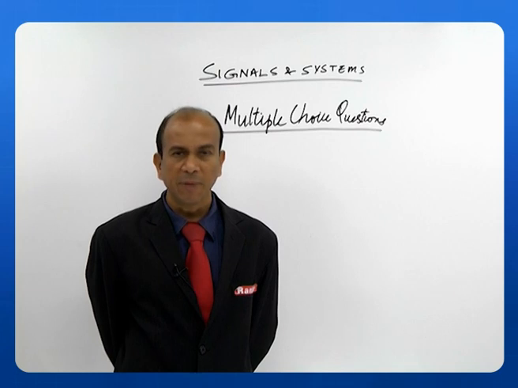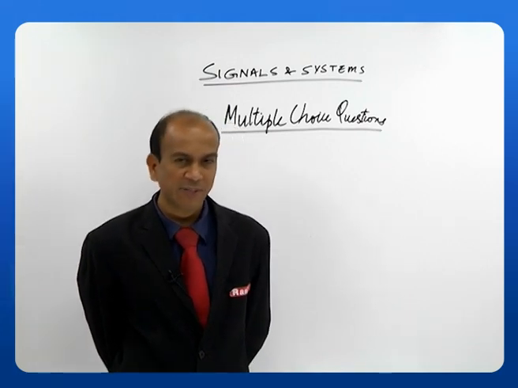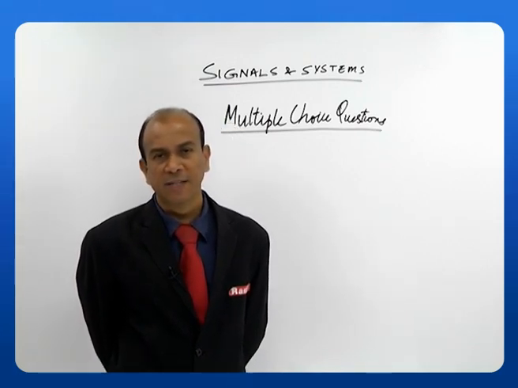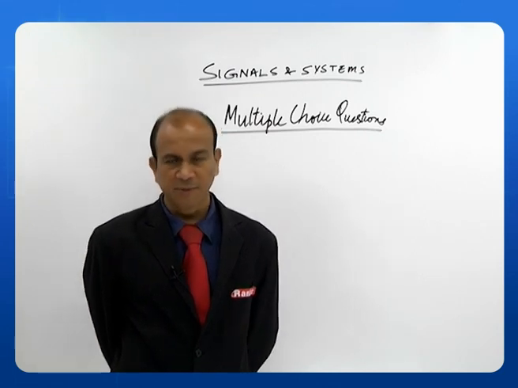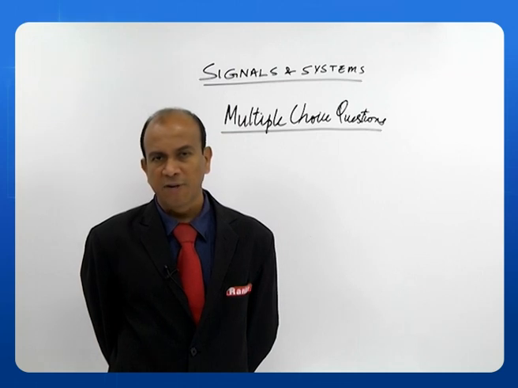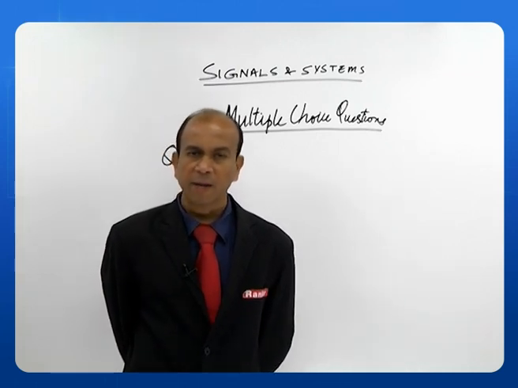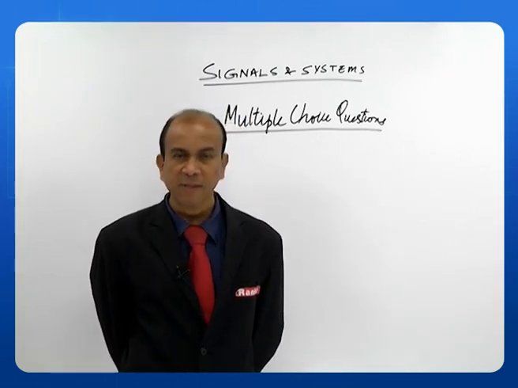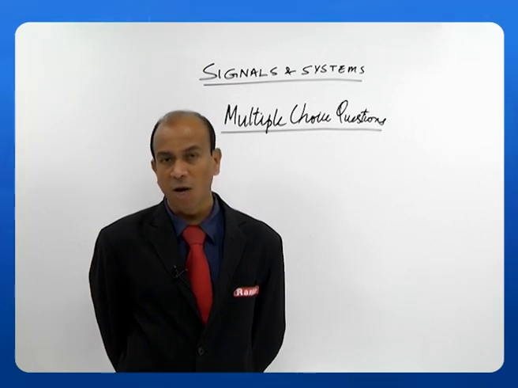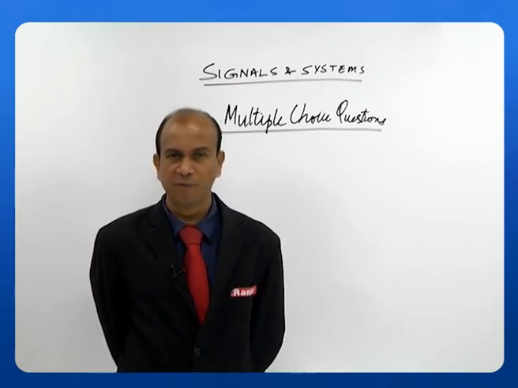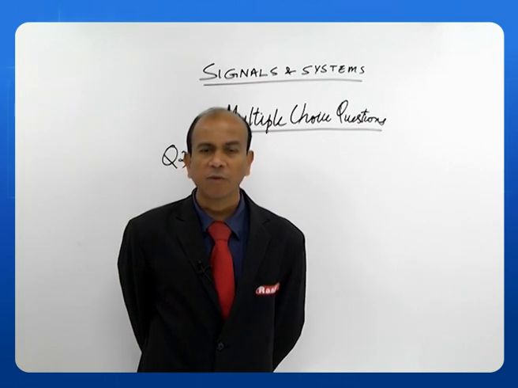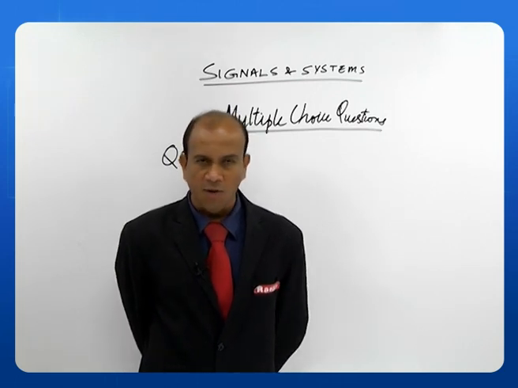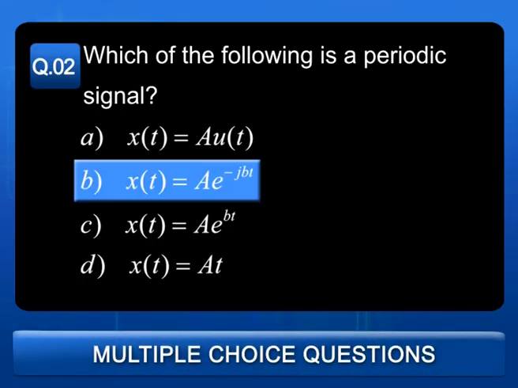The answer is B, because if you remember a true or false question, we said complex exponential signals are periodic. A unit step is not periodic, nor is a step signal with a multiplying factor of A. Then comes the complex exponential signal. If you look at the third choice, of course it is exponential, so you should be a little careful, but it is not a complex exponential, it's simply an exponential signal. And D, x of t is equal to A t, is not a periodic signal. So the answer is B.